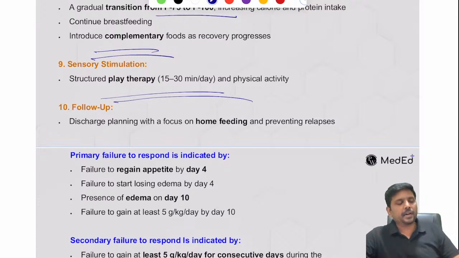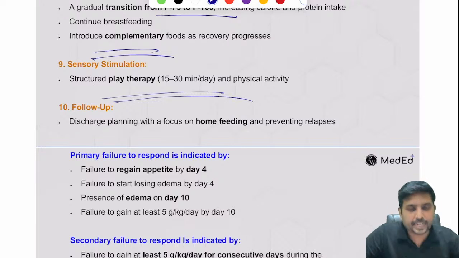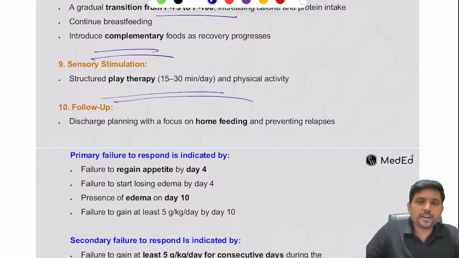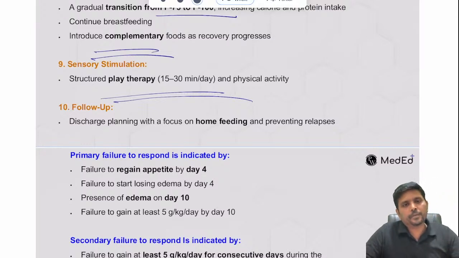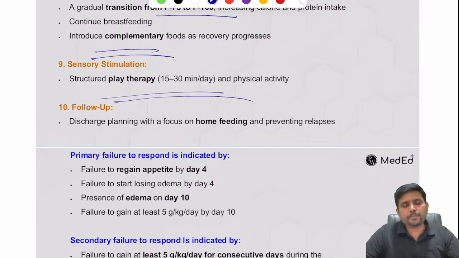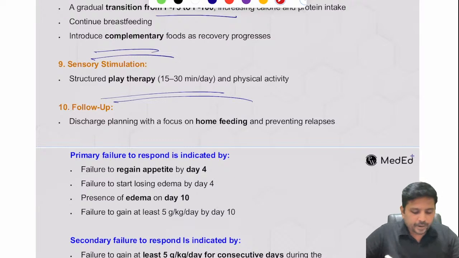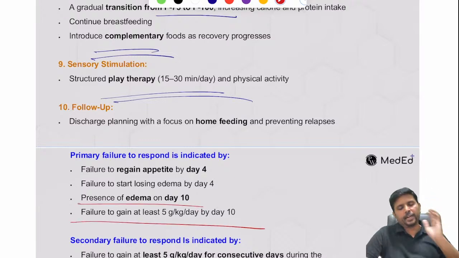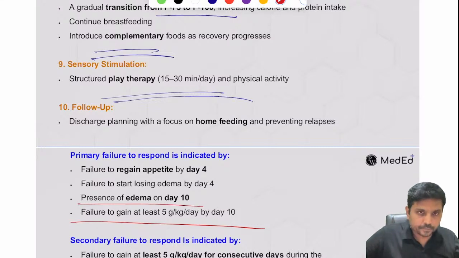Okay, then you have treated the child, what is called primary failure and what is called secondary failure? Primary failure is absence of edema disappearing by day 4. Absence of weight regain by day 4. That is primary failure. Apart from that, presence of edema at 10 days and failure to gain at least 5 gram per kilogram per day by about 10 days.